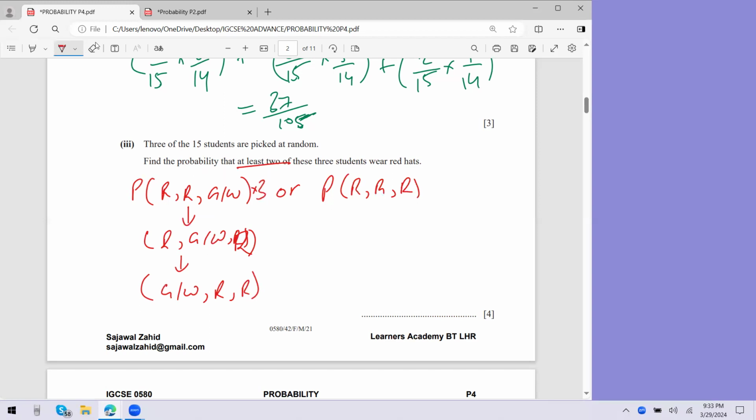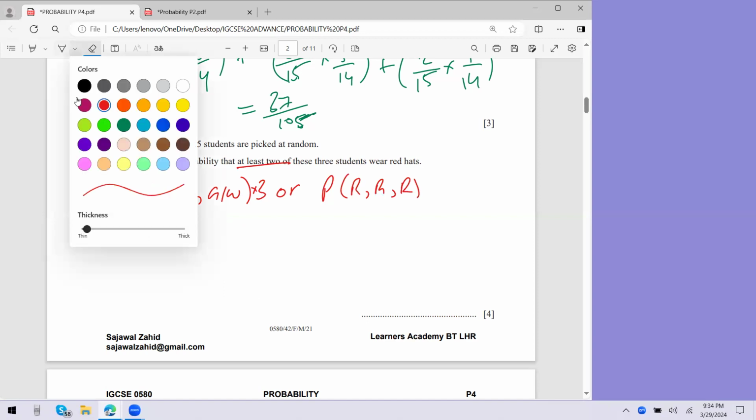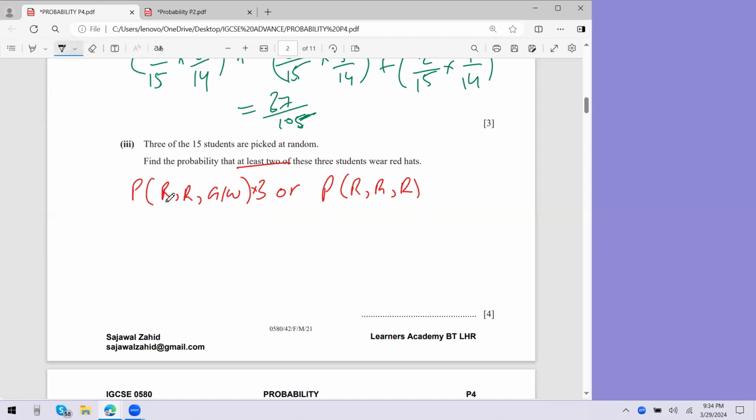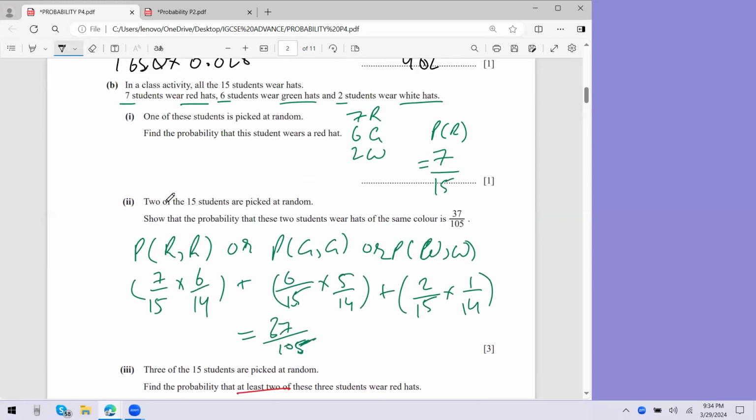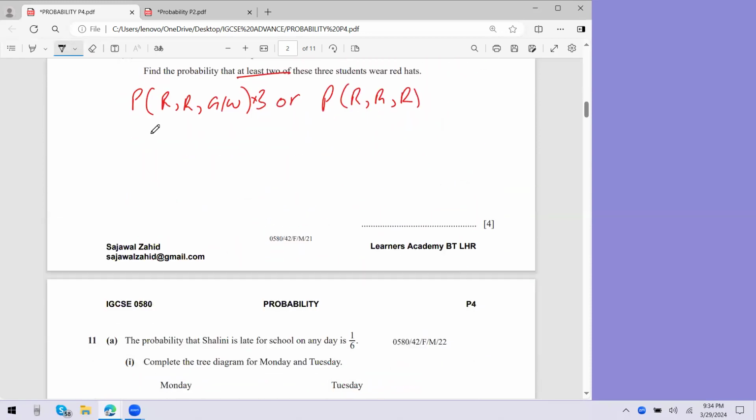All right, because order matters. Order can change 3 times. So we'll just calculate one probability and multiply with 3. All right, so let's start solving it now. First being red, 7 over 15. Second being red, 6 over 14.